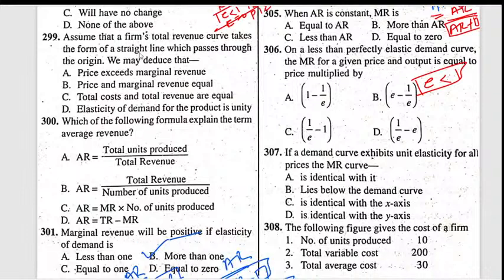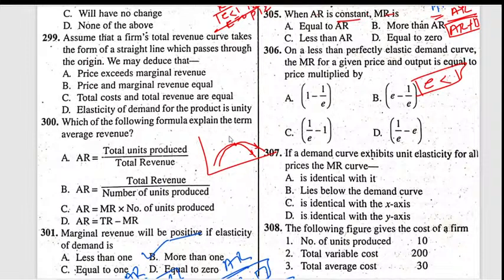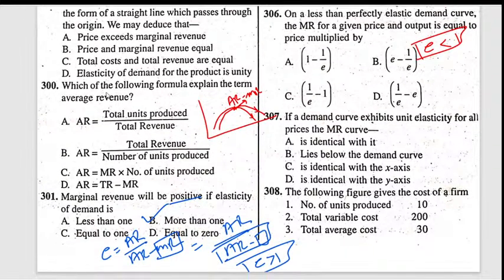Moving ahead to question number 305. When AR is constant, MR is. Always remember, when MR is increasing, then AR is also increasing, and when MR is decreasing, then AR is also decreasing. When MR is constant, then only AR is constant, or vice versa, meaning when AR is constant then MR is constant. So when AR is constant, AR is equal to MR. Question number 305, the correct answer is A. Moving to the next question.